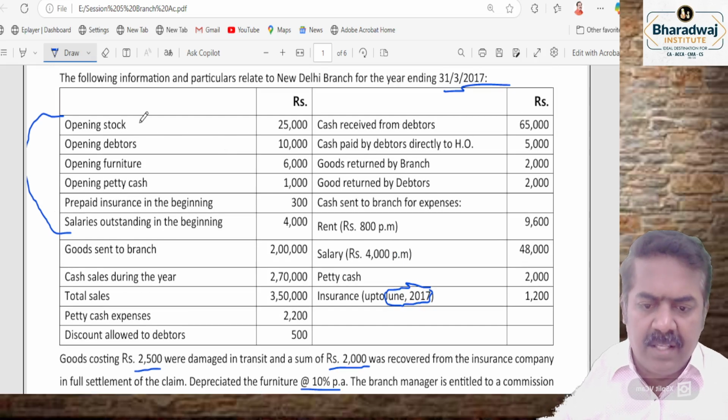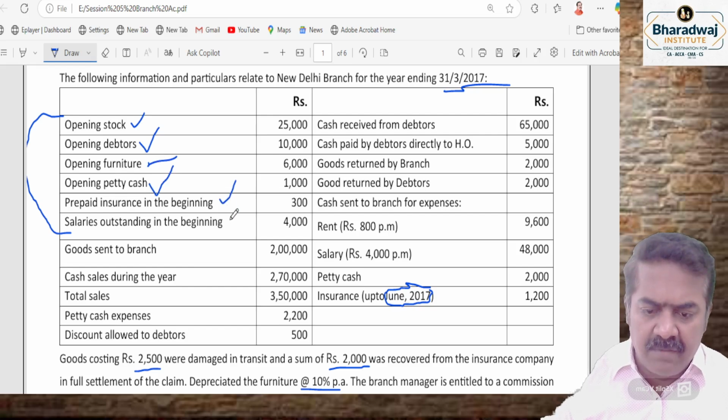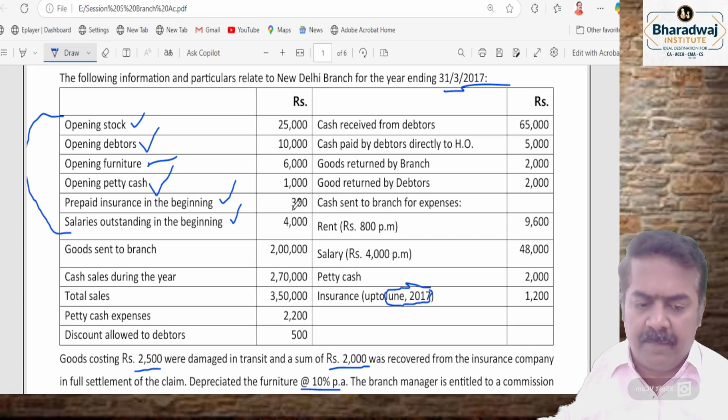So what is missing in the question? Closing stock is not given. Closing debtors are not given. Closing furniture after depreciation we have to work out. Closing petty cash we have to work out. Prepaid expense at the end of the year we have to work out. Salary outstanding at the end of the year we have to work out.